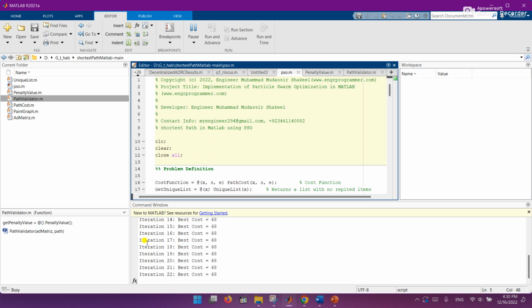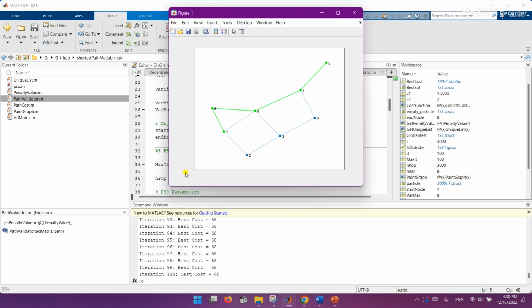Here you can see that the iterations are running, and it shows the best cost against each iteration. As I said, I have selected the maximum number of iterations as 100. So here you can see that the results are obtained, and this blue line is the longest path. And after the PSO algorithm, we get this green line, which is the shortest path. So we successfully implemented the PSO algorithm. In this way, we can implement the PSO algorithm for any heuristic function or problem.